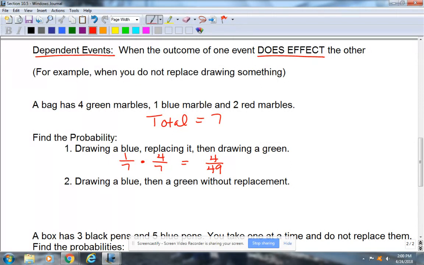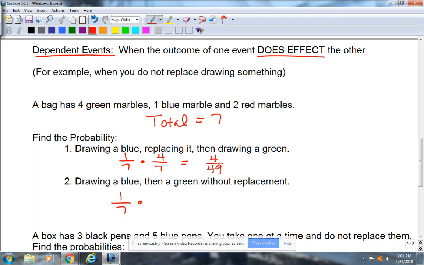However, on number 2, it says I'm going to draw a blue and then a green without replacement. That means I reach in, I draw a blue marble, I keep it out, and then I go back and get a green marble. Okay? So what's going to happen to the total when I go for the second time? It's going to go down by 1. Right? All right, so here I am. What's my probability? Okay, all my marbles are in the bag. What's the probability the first one I draw is blue? 1 out of 7. Same numbers I just used, just a different situation.